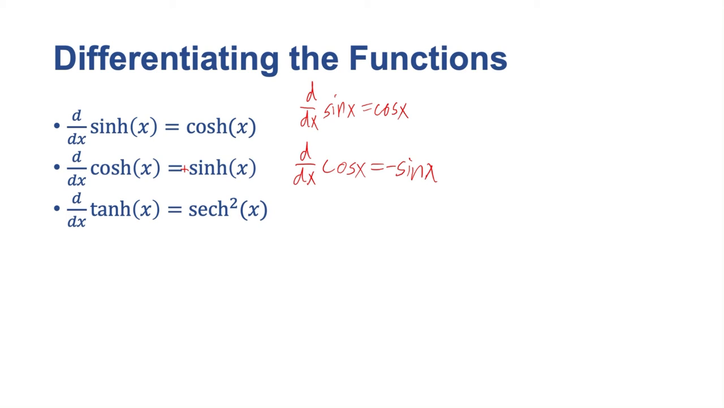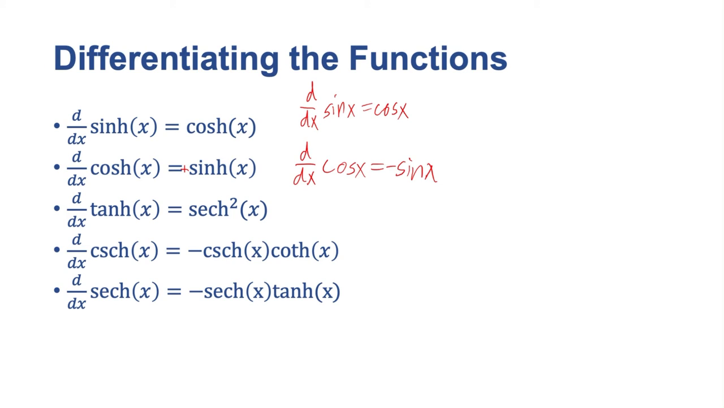And that should be pretty familiar because the derivative of our normal tangent is the secant squared. All right, and if I want to take the derivative of csch, that's going to be negative csch times coth. So that's exactly the same as how we have it in our normal trig functions as well. And if I want to take the derivative of sech, it's going to be the negative sech times tanh. And here we have a negative.